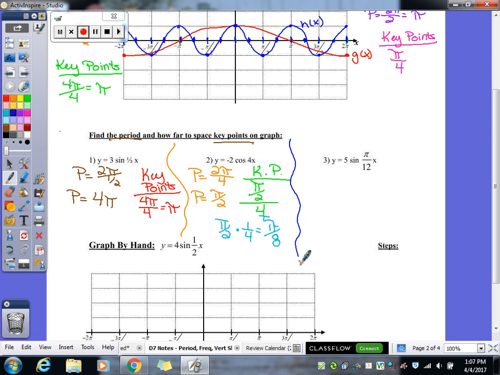And then our third one here. Again, let's figure out our period first. 2 pi over what? Pi over 12. I'll give you guys a couple seconds. Let's see if you can clean that up, figure out what our period is. Yep, always 2 pi over your b value. Not 2 pi squared.